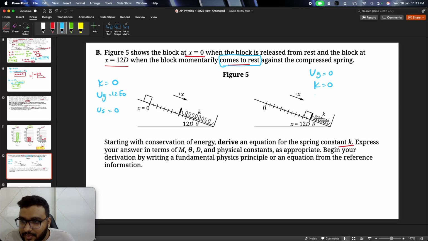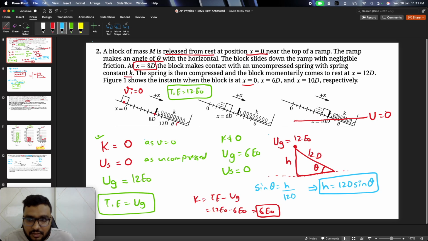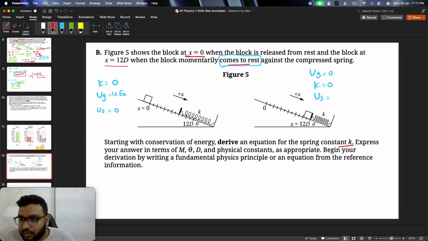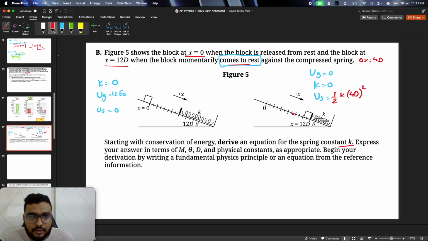And last thing, that is spring potential energy. From where does it start? Let's go back to the equation. It is from 8d over here. It is compressing from 8d to 12d. So I can say that delta x from here to here is going to be 4d. Hence the spring potential energy is going to be half k times 4d whole square. Okay, so now once we have written all the energies, we can use the formula.